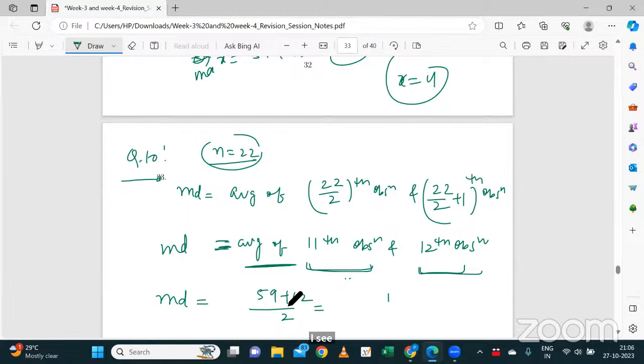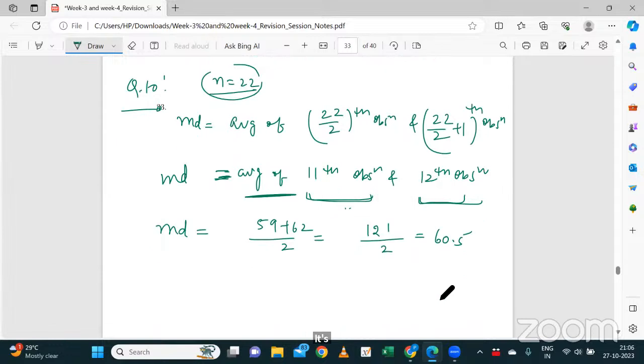60.5. The sum is 121, right? So 60.5. Yes, sir, it's 121. The calculation is correct, right? Yes, sir, it's correct.